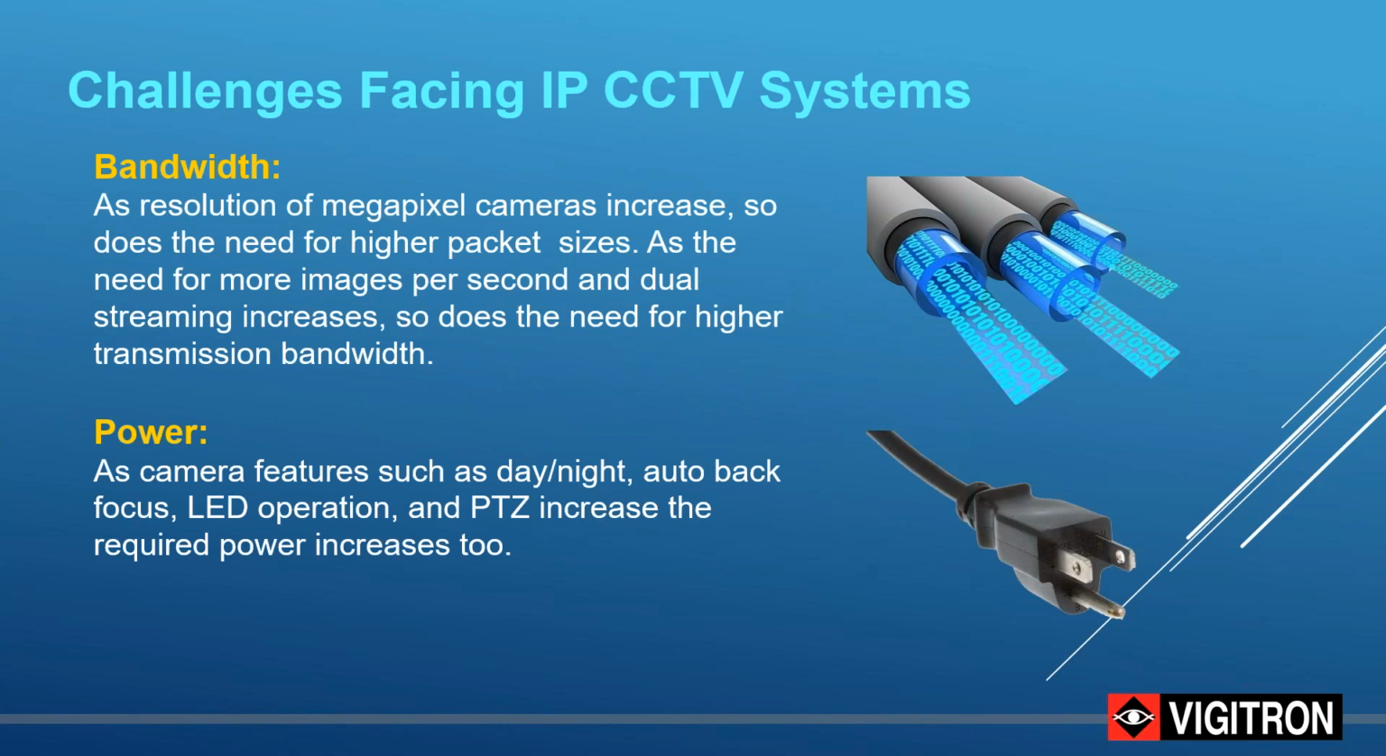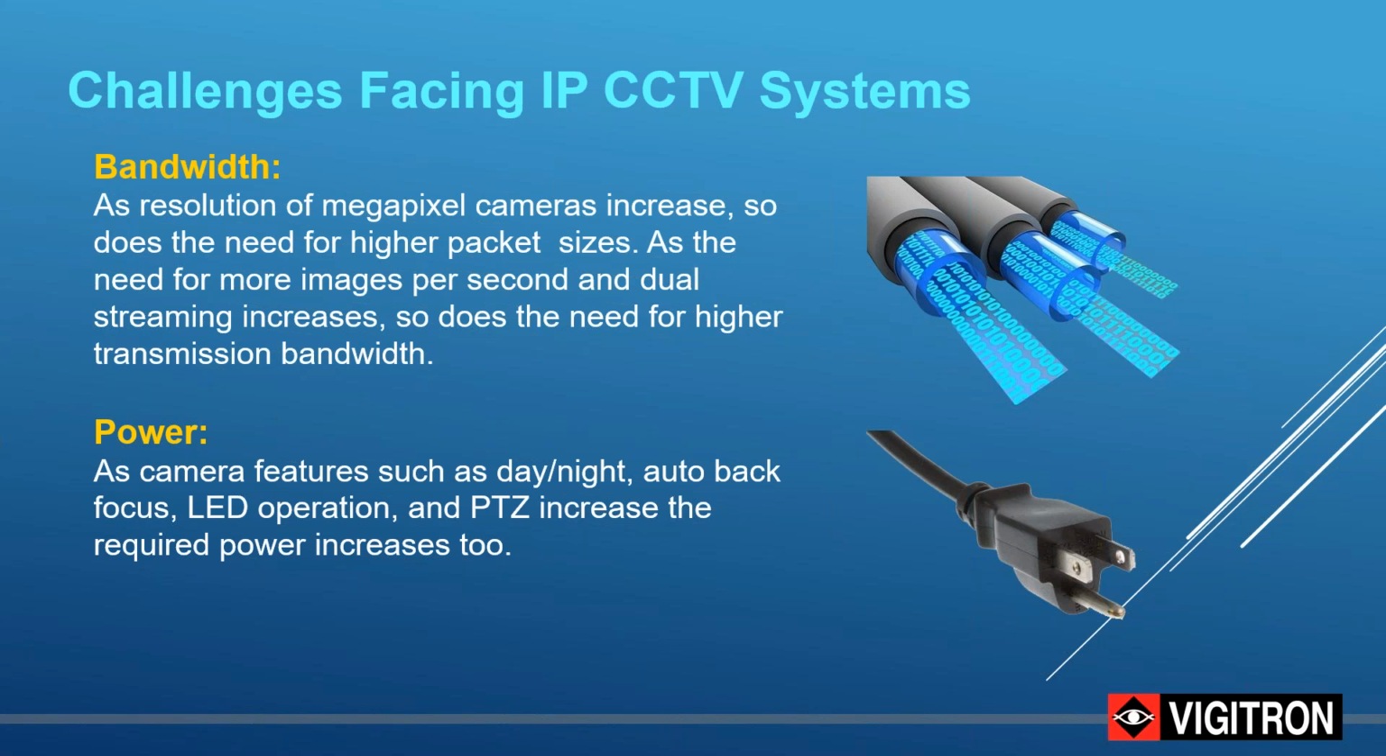Basically, when we talk about networking, we're focusing on 2 different areas, bandwidth and power. Bandwidth, basically, we look at in terms of resolution. Throughout the years, cameras have increased their megapixel resolution, and because of that, they've increased their associated packet size. As the need for more and more images per second and dual streaming increases, so does the need for higher bandwidth and the ability of the network to handle it.